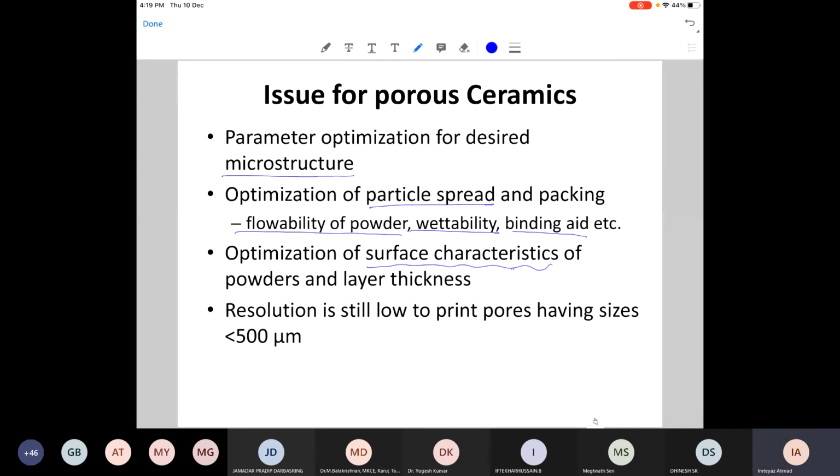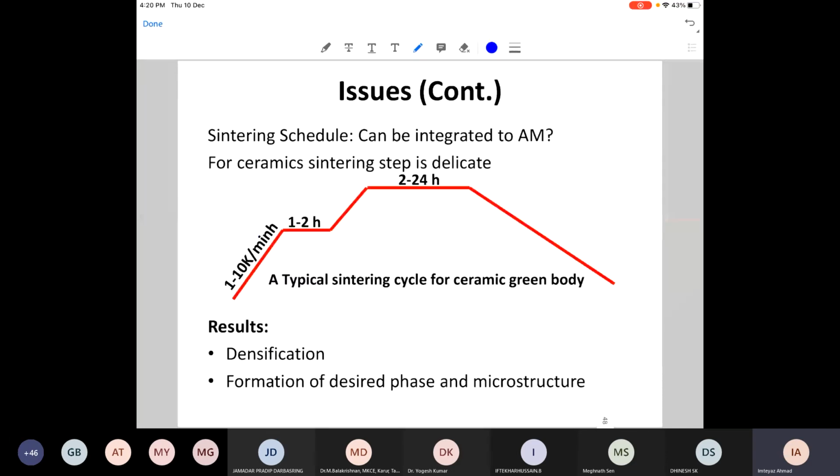And less than 500 micron size spores you cannot print. At this point, maybe in future it's possible with the development of better technology.